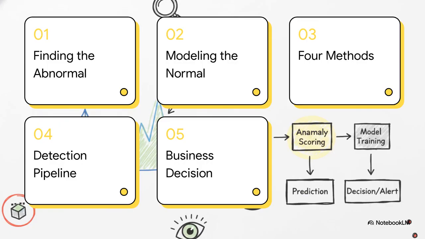To solve this puzzle, here's our roadmap for today. First, finding the abnormal. Second, modeling the normal. Third, we're going to peek under the hood of 4 detection methods. Fourth, we'll build a detection pipeline. And finally, we'll wrap up with the business decision. Let's get right into it.